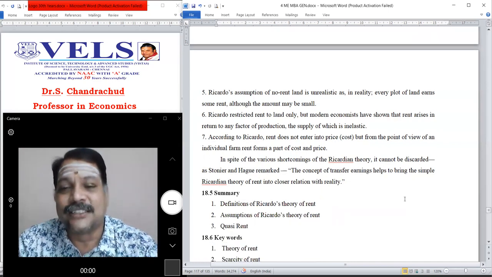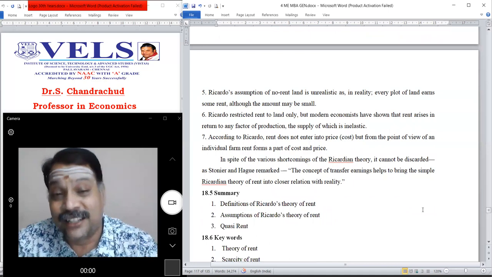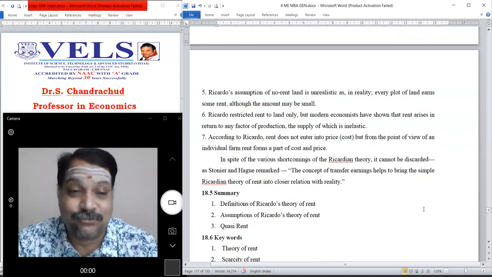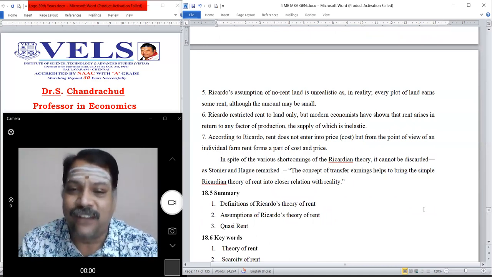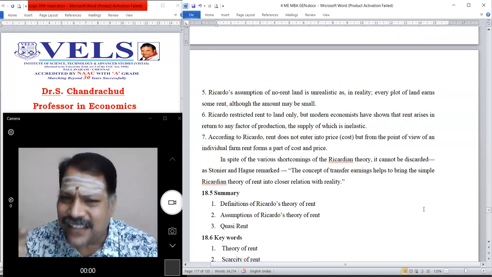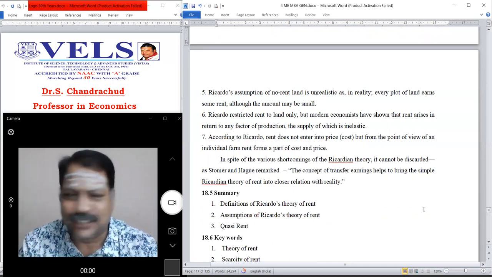The last criticism is, according to Ricardo, rent does not enter into the price, but from the point of view of an individual firm, rent forms a part of the cost and price. It is part and parcel of the total cost of production, but he assumed that it does not constitute.